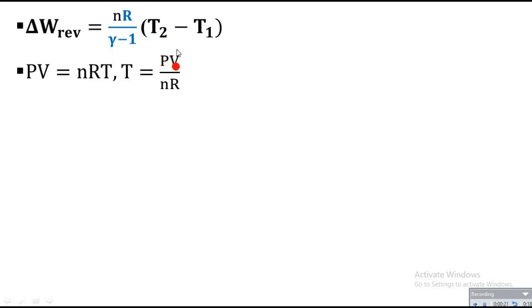Hope that you are getting it. So PV is equal to nRT. That means T is equal to PV over nR. Then T2 is equal to P2 V2 over nR, and T1 is equal to P1 V1 over nR. Then we are going to replace in the equation.